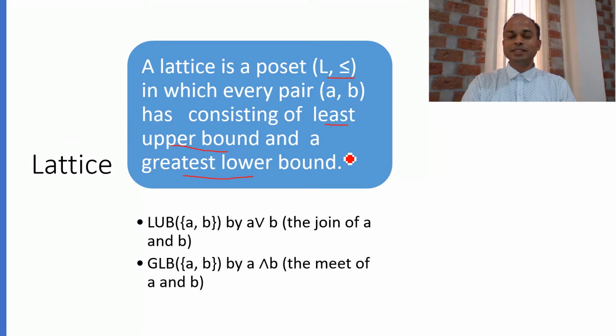Formally, we define the least upper bound of A and B by A union B. Basically, this is the least upper bound, and similarly we define the greatest lower bound. The greatest lower bound is defined by the intersection of A and B. In this way, we may define the least upper bound and greatest lower bound.